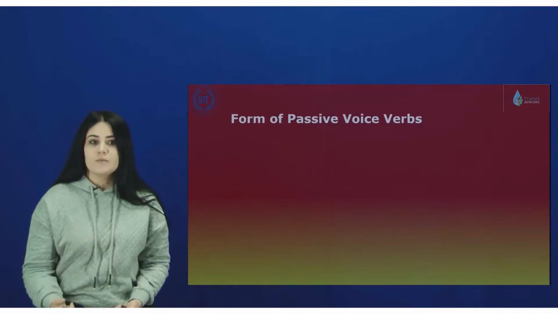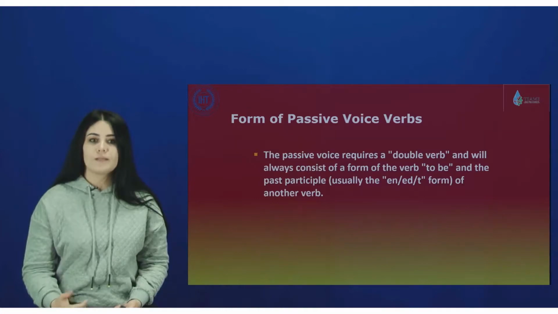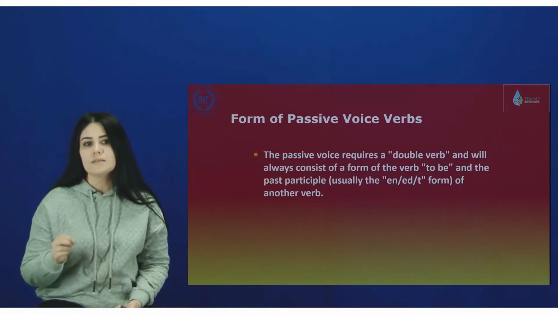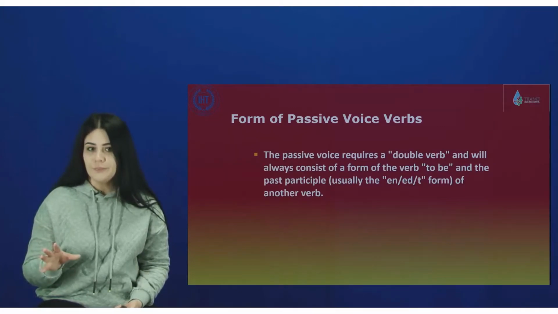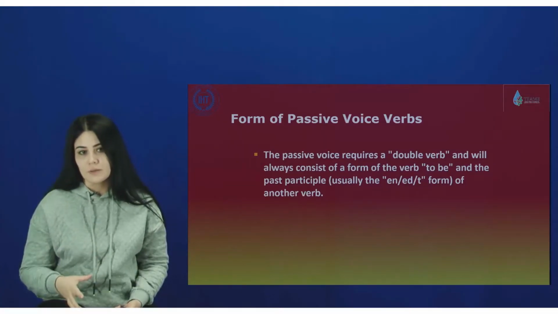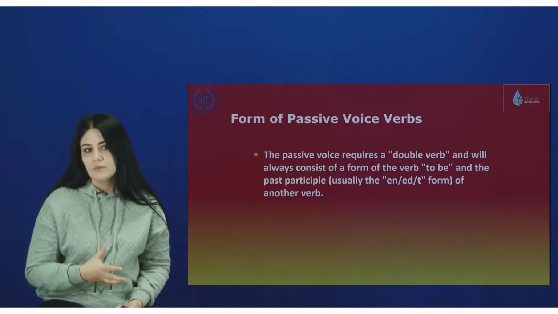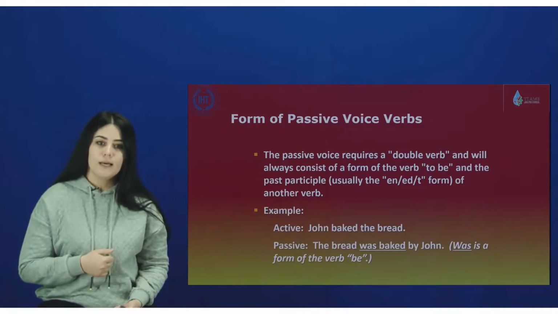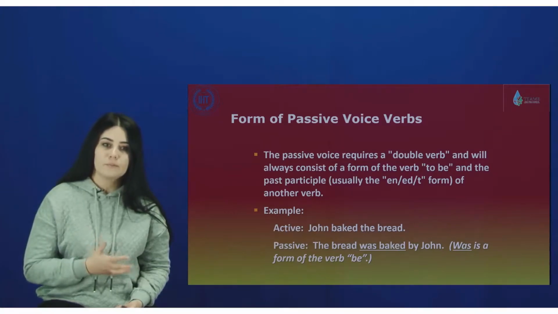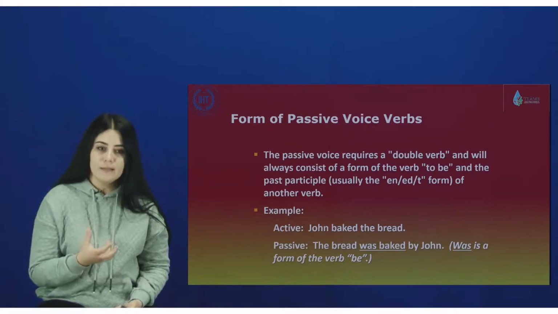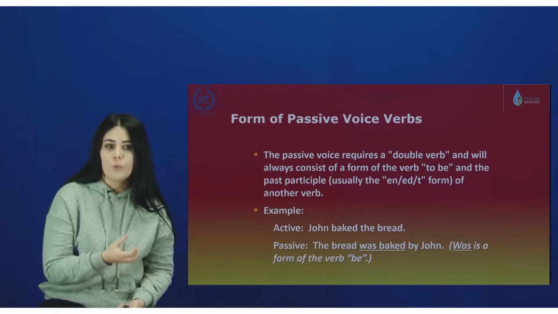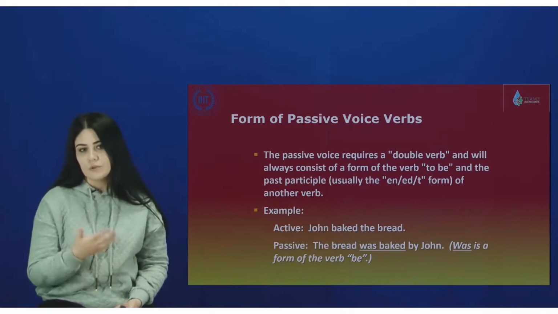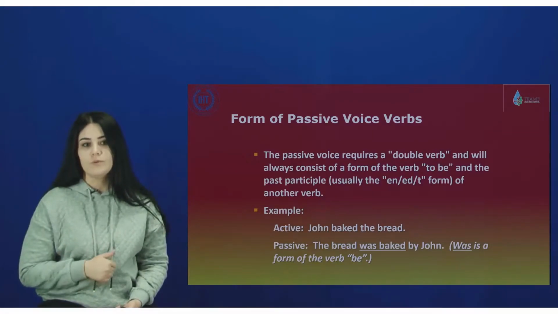Form of the passive voice verbs. The passive voice requires a double verb and will always consist of a form of the verb to be and the past participle, usually an adjective form of another verb. See the example. Active, John baked the bread. Passive, the bread was baked by John. Was is a form of to be and baked is the third form, the participle, of the verb bake.